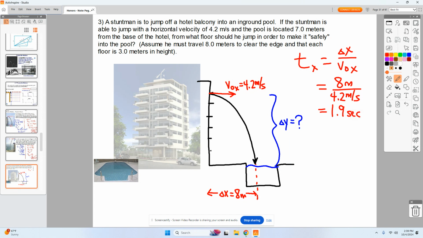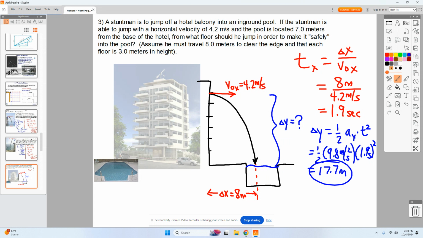Now I switched over to blue to determine the height from which he's got to drop from. And I just plug those numbers in to get that height. Okay, so 1/2 times 9.8 times that time, 1.9 seconds, squared. I square that, and if memory serves, I cannot do this math in my head, I get about 17.7 meters.